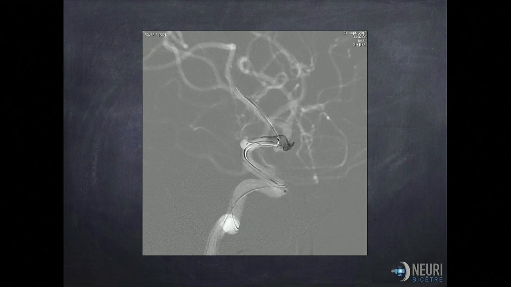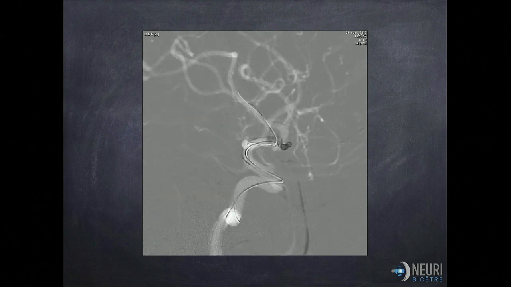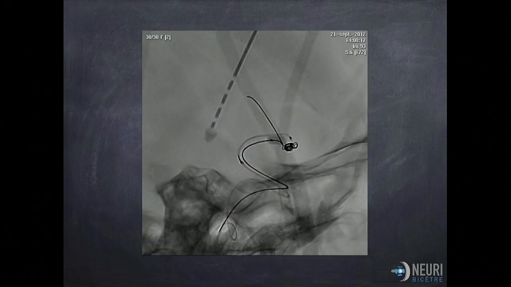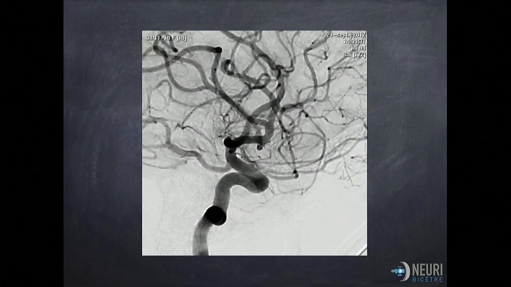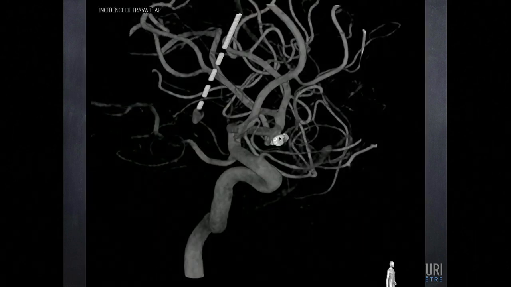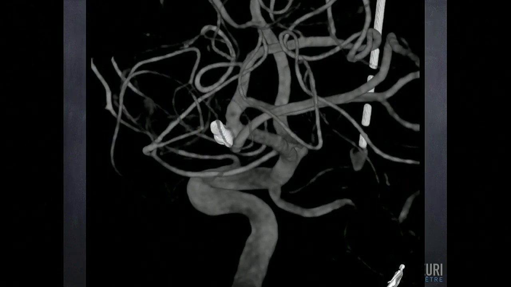Here we are. This is the progressive filling of the aneurysm, and this is the post-op. You see that the coils remain inside the sac of the aneurysm. There is no protrusion in the lower branch of the bifurcation. Another example, we mostly use that in ruptured aneurysm.